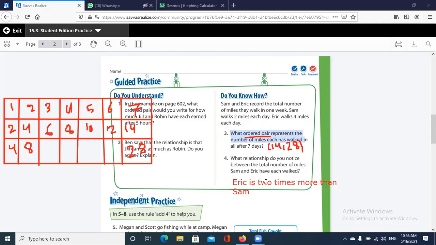No. Now, who can tell me why did I use this way to solve this question? I know there are many ways to solve this one. For example, you can multiply 7 times 2 and 7 times 4, and you will have 14 and 28. That's correct, right? But who can tell me why did I choose to solve the question using the table? Do you have any idea?